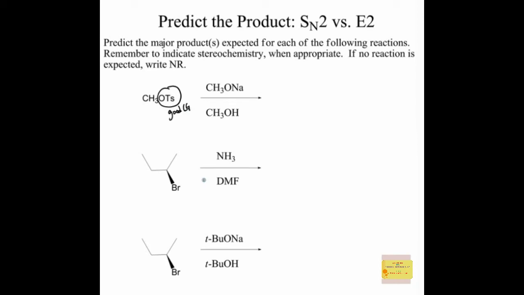And what kind of carbon is it on? Is it on a primary carbon? It's not even on a primary carbon. This carbon has no carbons attached, so we just call it a methyl. So we have a methyl tosylate. And what are we reacting it with? We have sodium, which means that we have CH3O minus.